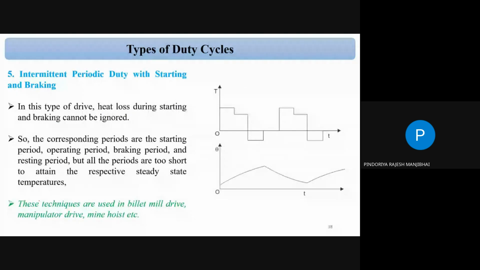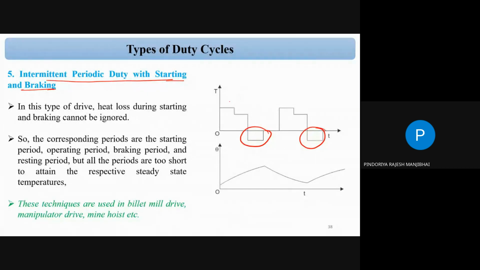Here is also the same. That is an intermediate periodic duty with the starting and the braking. Okay, so here is starting as well as the braking. So in braking, again there is a negative zone, and here is also a negative zone. But here is the same repeating cycle.